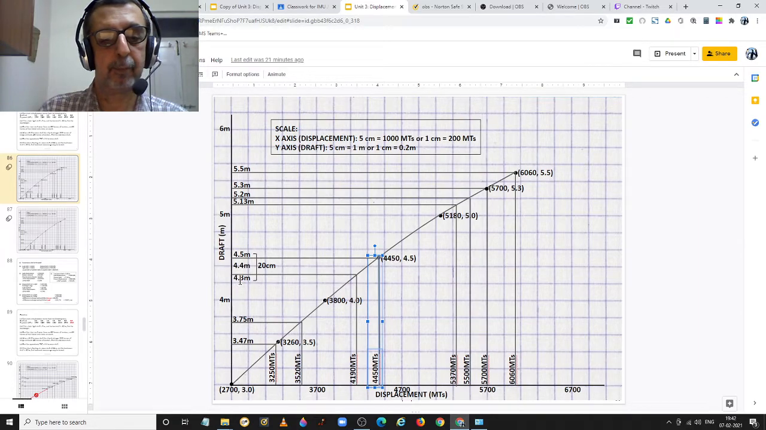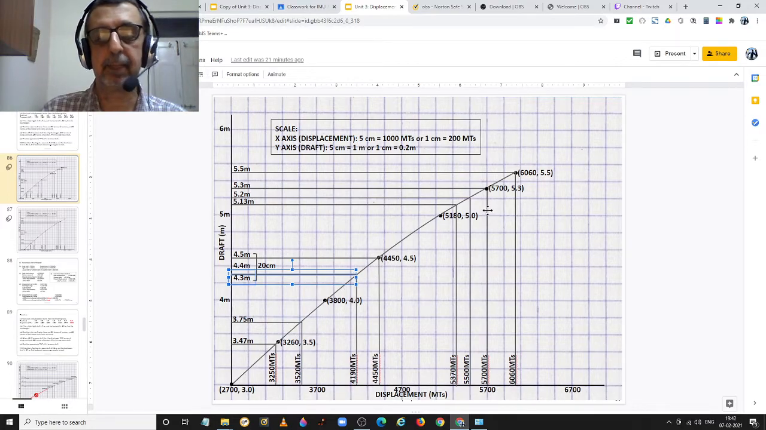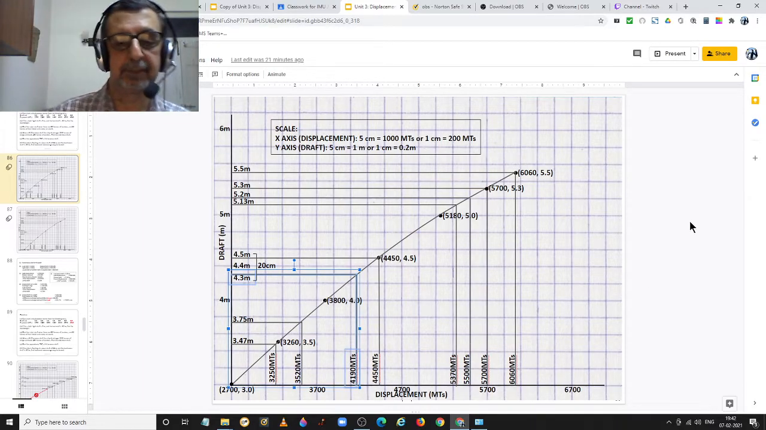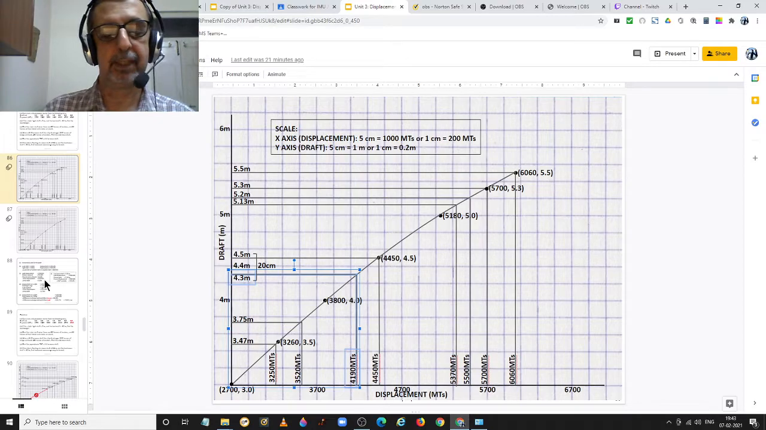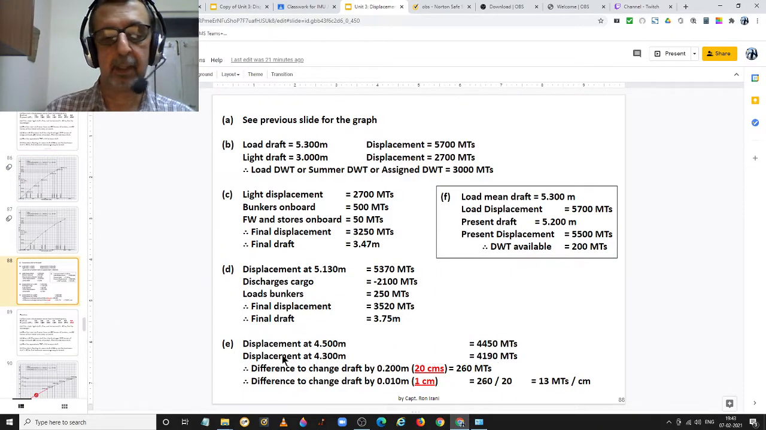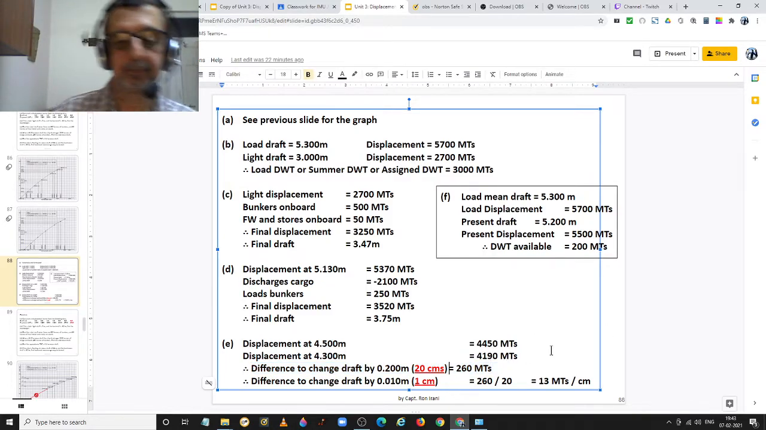Likewise, for 4.3 meters, we take a horizontal that meets the displacement curve. From that point, we drop a vertical onto the x-axis and we see that the displacement at 4.3 meters is 4190 metric tons. We use that value in our calculations. Therefore, the difference to change the draft by 0.2 meters or 20 centimeters is equal to 260 metric tons.